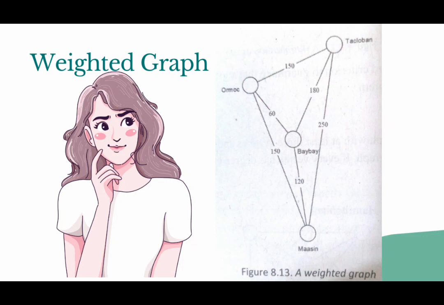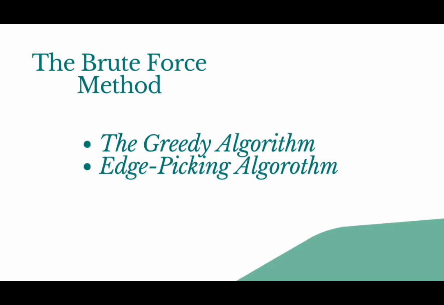Now, we are going to discuss another form of circuit: the brute force method, the greedy algorithm, and the edge picking algorithms. Ano ba yung brute force method? The optimal solution is found using the following steps. One, model the problem with a complete weighted graph. Okay? And then, make a list of all the possible Hamiltonian circuits. Third, determine the sum of the weights of the edges for each of these Hamiltonian circuits. And last, the Hamiltonian circuit with the minimum sum of the weights is the optimal solution.